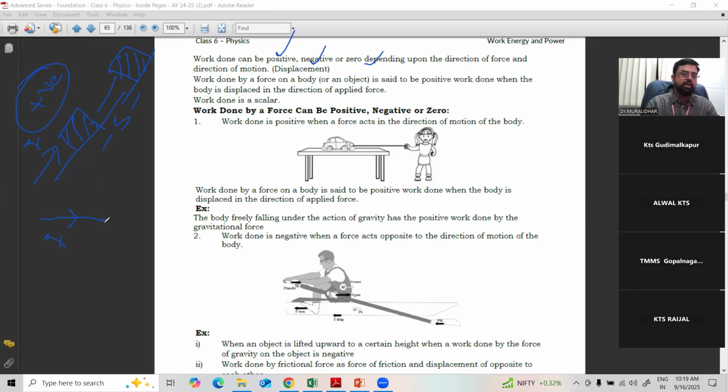Suppose you are applying force on a body vertically, and the body is moving in a different direction. For example, when you go to the garden, they use a machine to cut the grass, leveling the garden, right? So we apply the force in the downward direction, but the roller will move horizontally. So there is some angle between the application of force and displacement. That kind of force is called negative work. It's not in the direction of force.